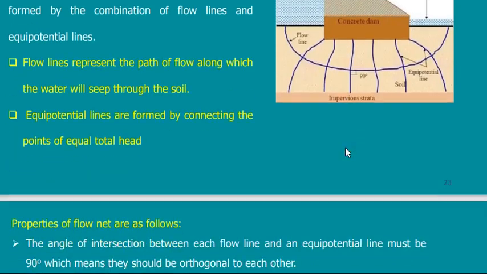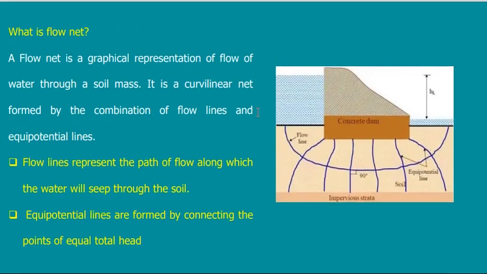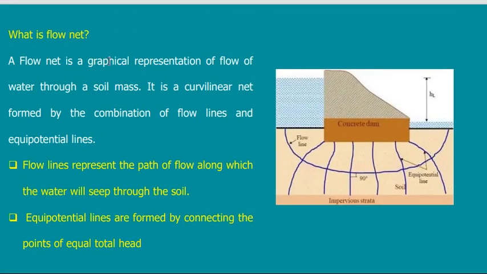Still we are in an introduction. Let's just read. A flow net is a graphical representation of the flow of water through a soil mass. It is a curvilinear net, linear but in the shape of curves, formed by the combination of flow lines and equipotential lines. Flow lines represent the path of flow along which the water will seep through the soil. Equipotential lines are formed by connecting points of equal total head.